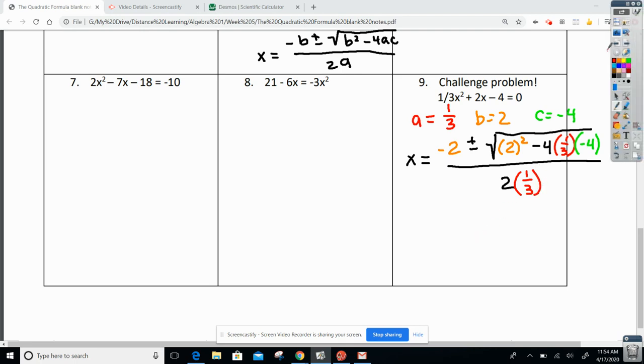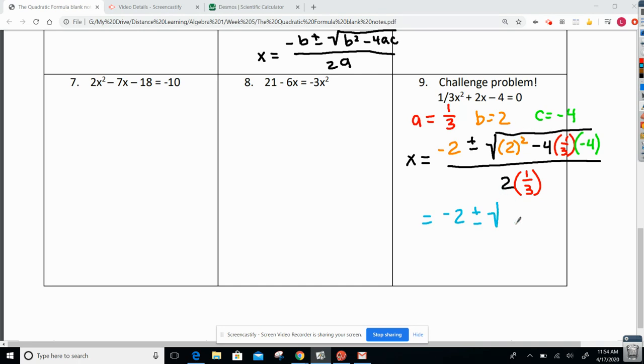All right, so now we are going to simplify this. We have negative 2, which can't be simplified, plus or minus the square root of 2 squared, 2 times 2 is 4, minus 4 times 1/3 times negative 4. Now, I'm going to do my negative 4 times negative 4 first. So negative 4 times negative 4 gives me 16. And then 16 times 1/3 is the same thing as 16 over 1 times 1/3, which gives me 16 over 3. So I have plus 16 over 3, all over 2 times 1/3, I'm sorry, which is going to give me 2/3.